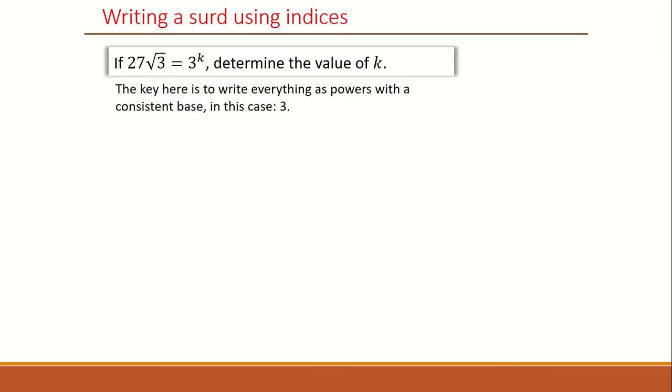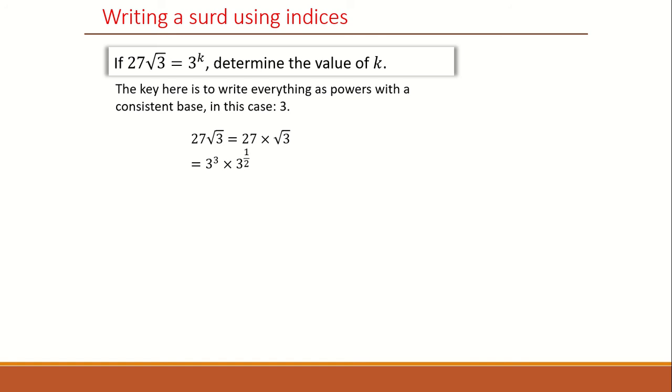Write a surd using indices. This question here: if 27 root 3 equals 3 to the power of k, determine the value of k. The key here is to write everything as powers with a consistent base. In this case, it will be 3. So firstly, you write 27 root 3 separately. Make 27 into a power of 3, which is 3 cubed, and root 3 is 3 to the power of a half.